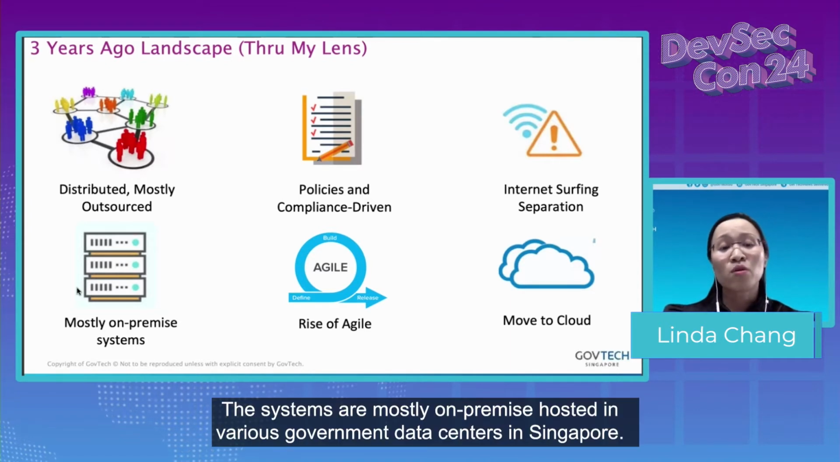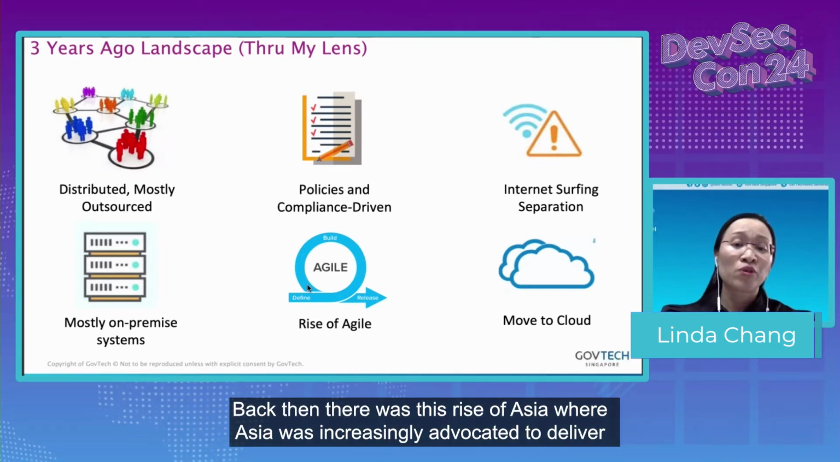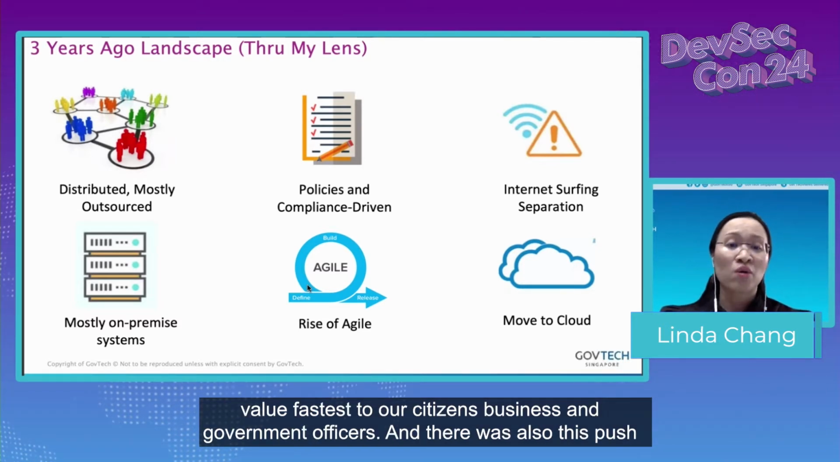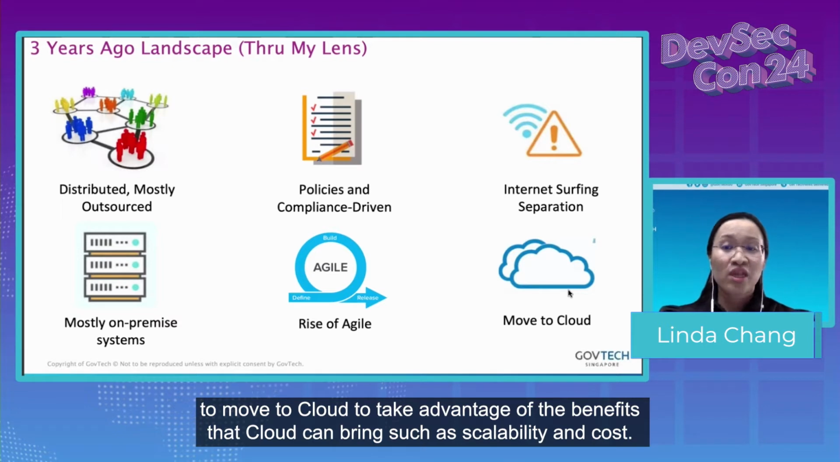The systems are mostly on-premise, hosted in various government data centers in Singapore. Back then, there was this rise of Agile, where Agile was increasingly advocated to deliver value faster to our citizens, businesses, and government officers. And there was also this push to move to cloud, to take advantage of the benefits that cloud can bring, such as scalability and cost.